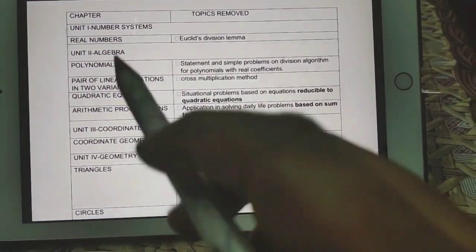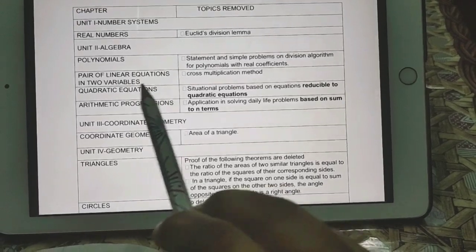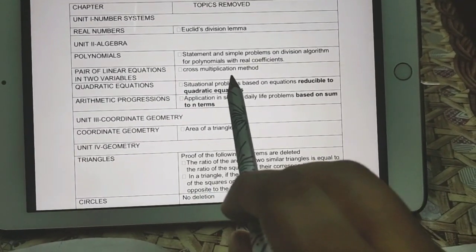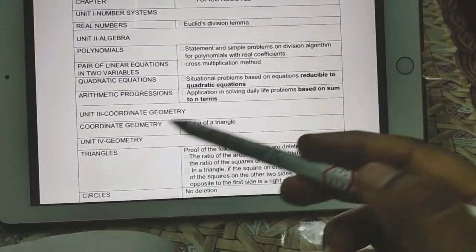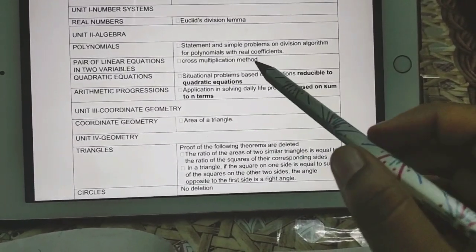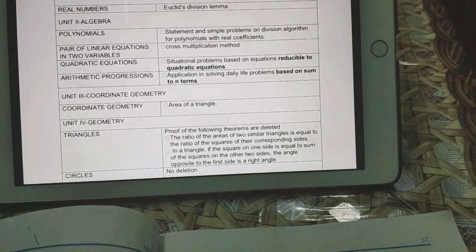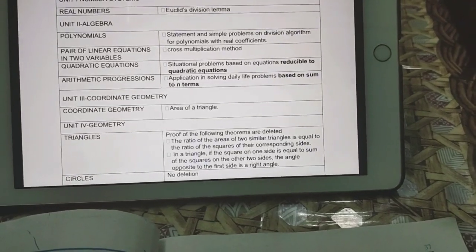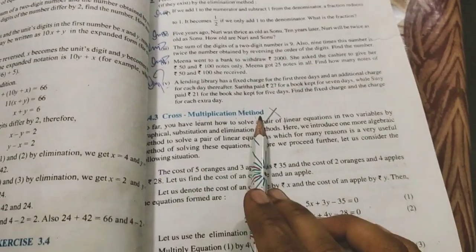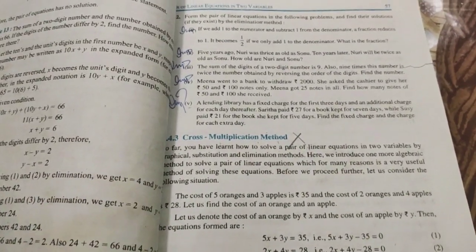Next is pair of linear equations in two variables. In this, cross multiplication method has been removed, which was already not in syllabus since many years. So only this topic has been removed, but questions related to it can come, but you will be asked to solve with other methods. This one is pair of linear equations, chapter number 3, and this is the cross multiplication method. This method has been removed, but questions can come, you can solve it by elimination or substitution method as well.